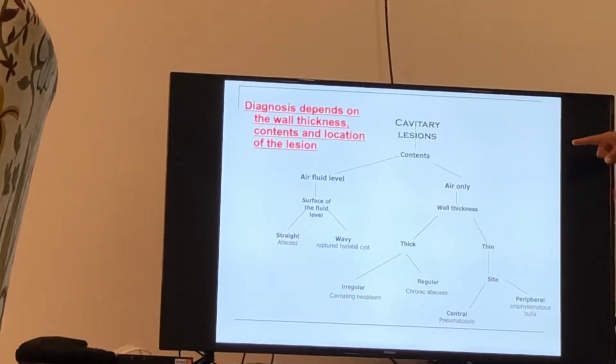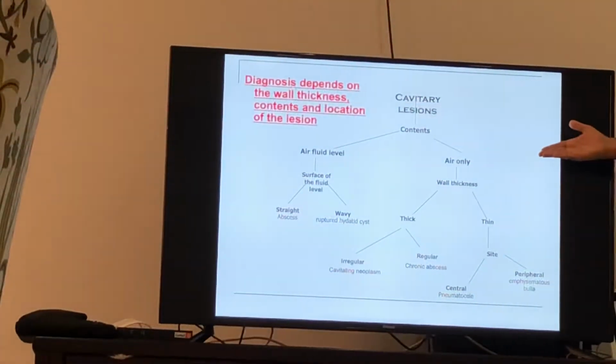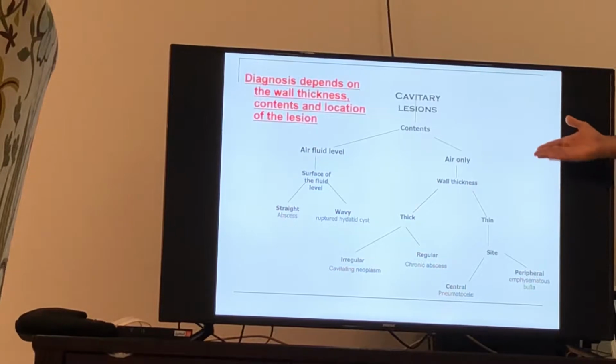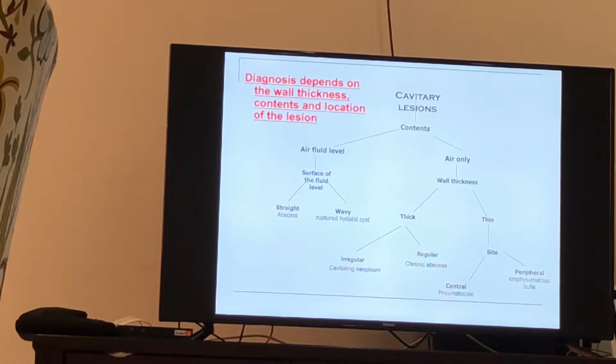What about if there's air and fluid? Look at the surface. Usually, it's very difficult to determine, so usually we CT those patients. If it's air and fluid level, everyone knows the next step is to do what? Is to do CT, yeah, to determine what's going on. CT and scope. Usually, most of those cases are scoped. So you look at the surface. If it's a straight surface, it's an abscess.